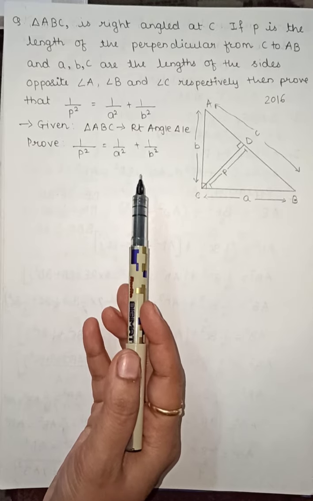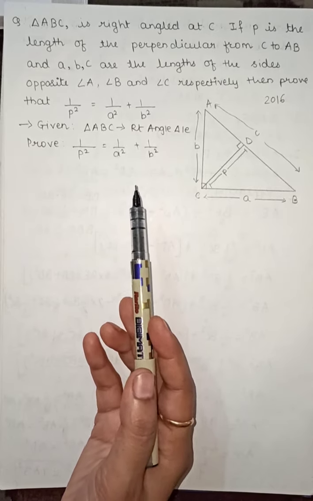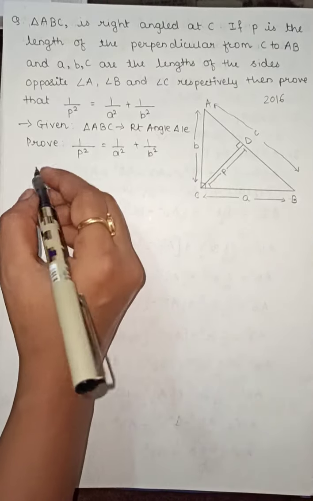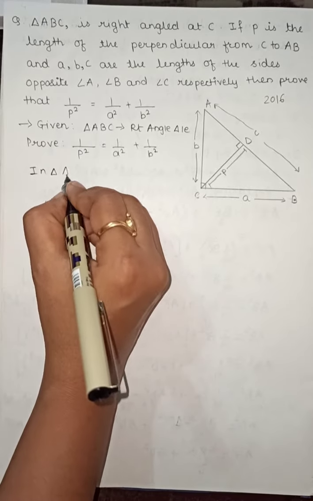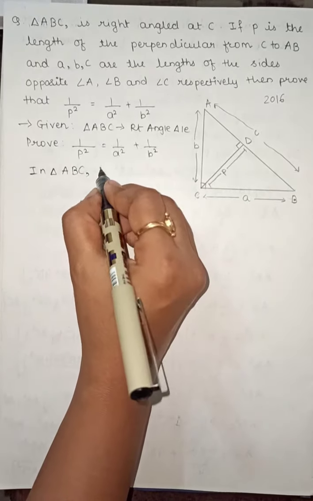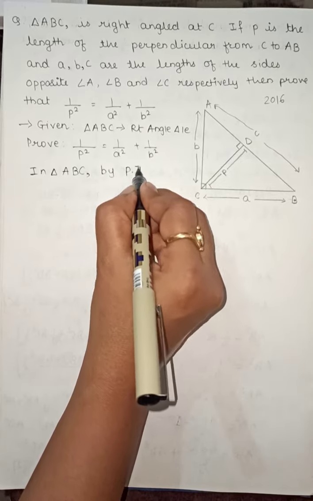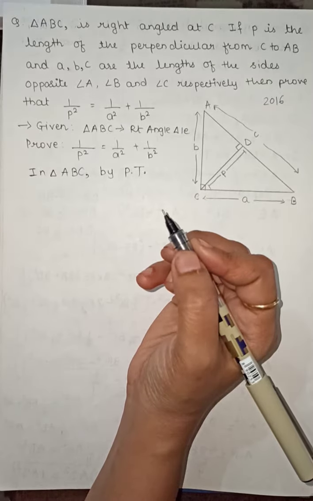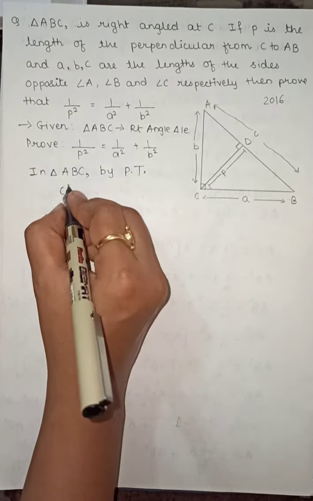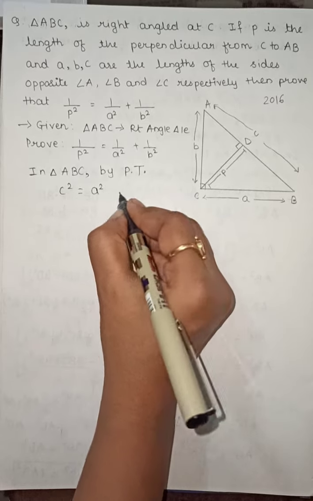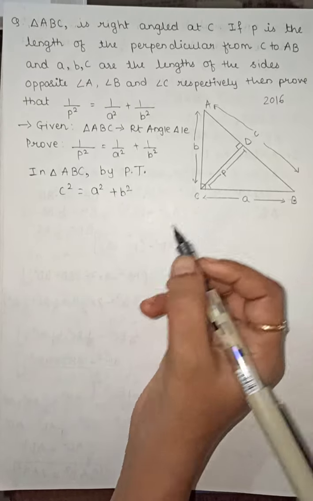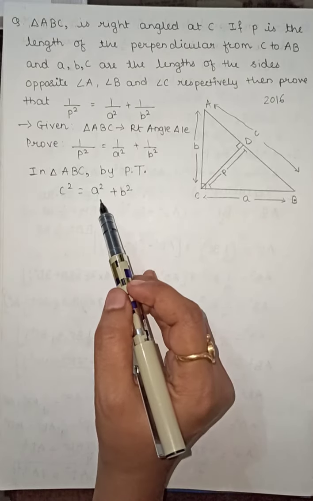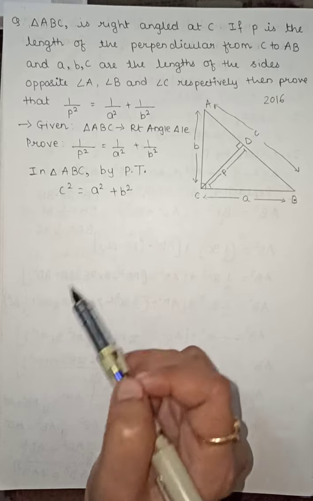Okay, so first of all I will be applying the Pythagoras theorem in the outer triangle, the bigger triangle ACB, and let us see what equation we get. So in triangle ABC, by Pythagoras theorem, I can write C square is equal to A square plus B square, right?